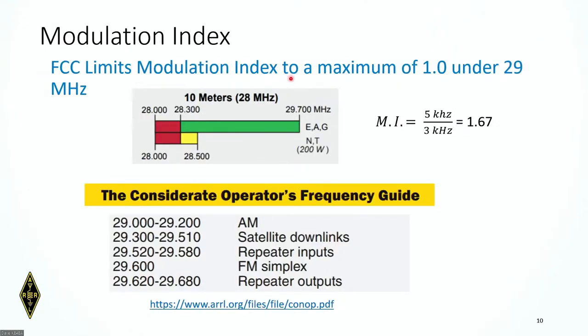What did you mean, Dave, when you said you didn't quite understand it until you understood what happens at 29 megahertz? Well, the rules indicate that this limit of 1.0 applies under 29 megahertz. I knew what a radio could do, and I couldn't figure out how you could ever have any FM communications with this limitation. But when you look at the fact that all of the FM phone is above 29 megahertz, then it made sense. So I don't know if that answered it or not, but that's why we can have FM phone in 10 meters.